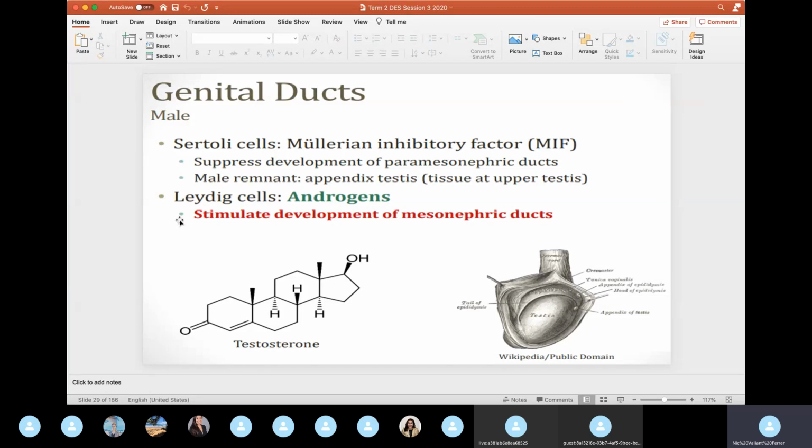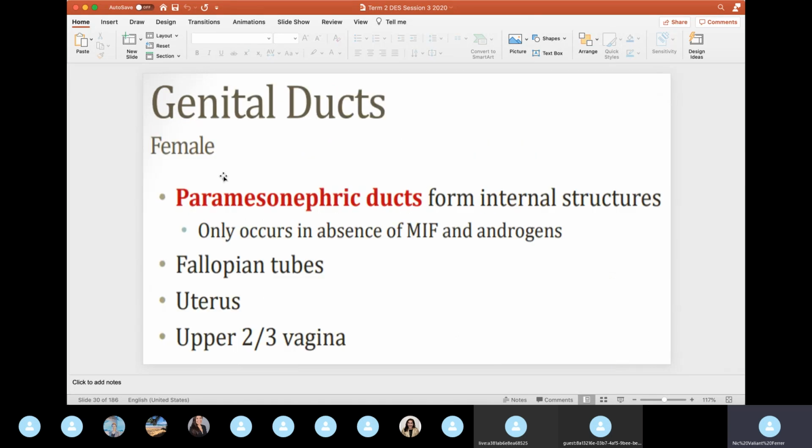The Leydig cells secrete androgens. Don't forget that the Leydig cells stimulate the development of your mesonephric duct. When I say Sertoli cells, you say Mullerian inhibitory factor. What's the function of the Mullerian inhibitory factor? Suppresses the development of the paramesonephric duct. When I say Leydig cells, you say androgens. What's the function of androgens? You say stimulates the development of your mesonephric duct. Now let's talk about the females.